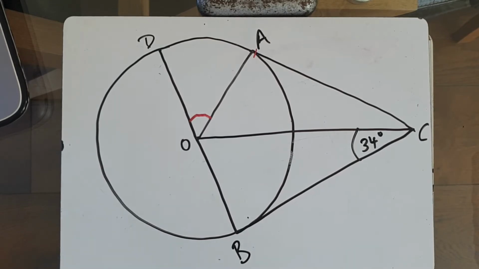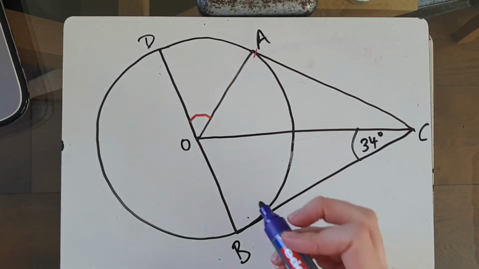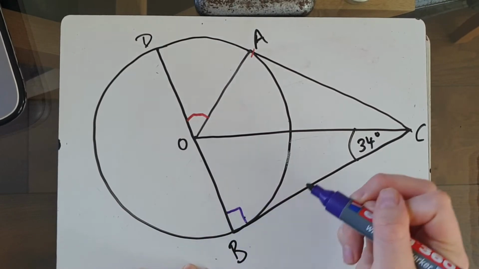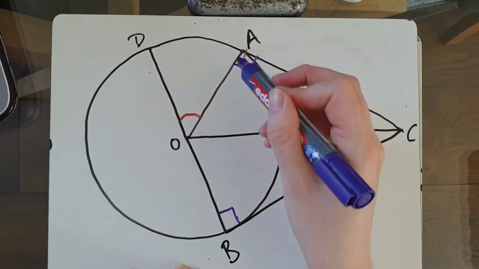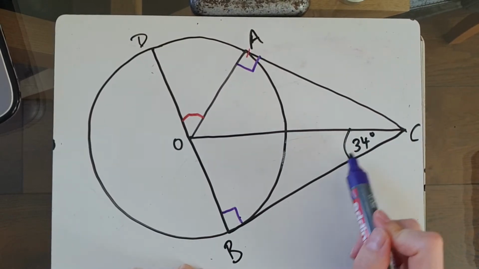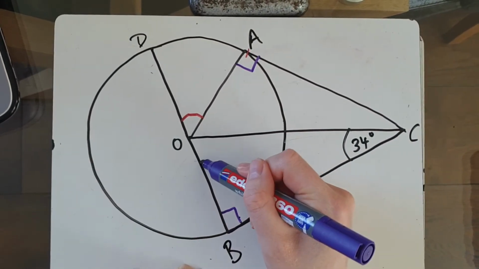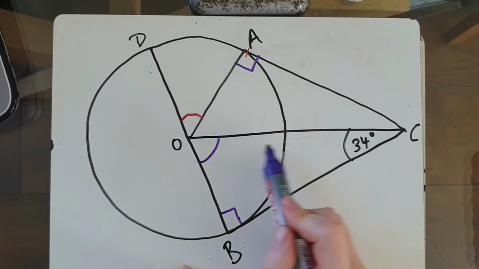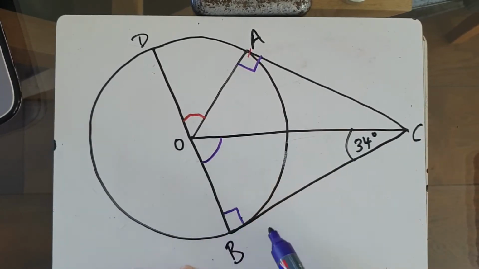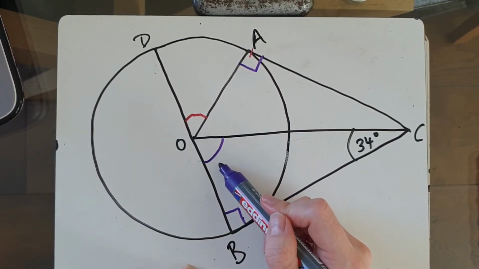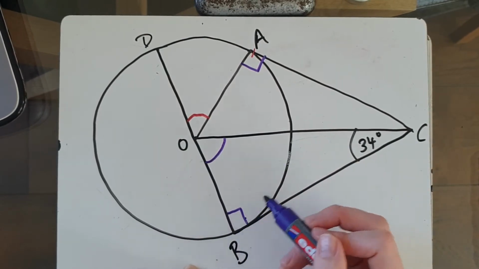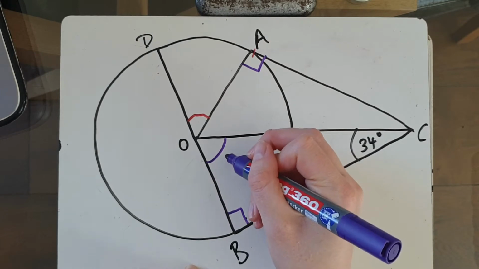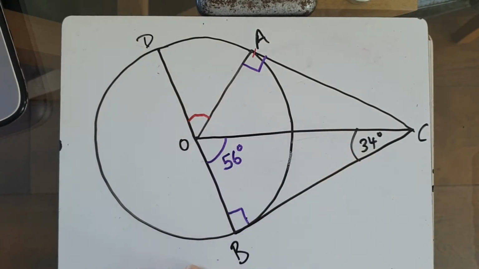The way that I would do this one is, I'm going to mark in all the angles that I can find straight away. So I know that this is 90 degrees, and I know that this is 90 degrees because these are radii and tangents. That means for this triangle, I can work out this angle here, because angles in a triangle add to 180. So this angle here is going to be 180 minus 90, so left with 90, minus 34, so 56 degrees.